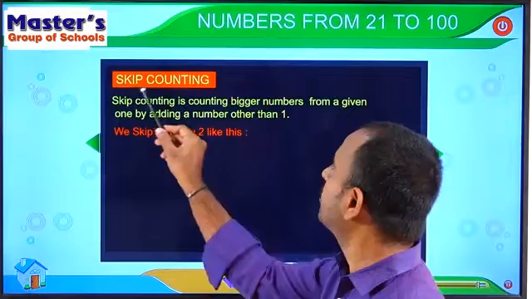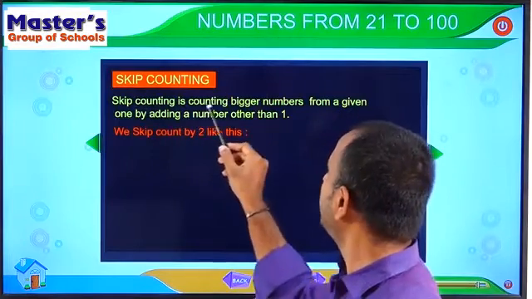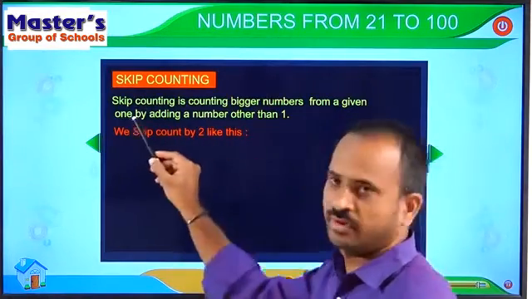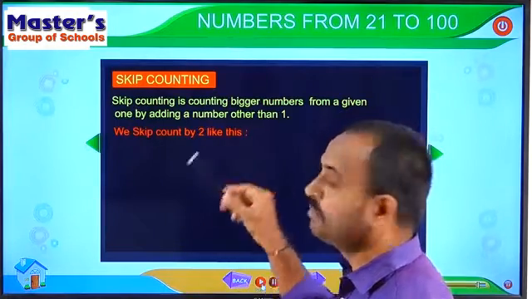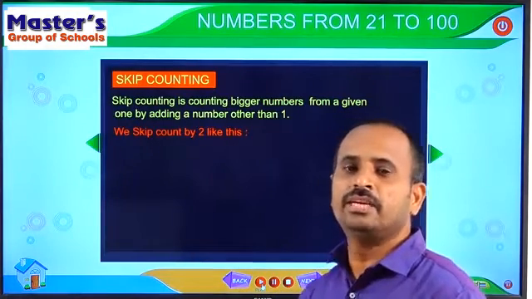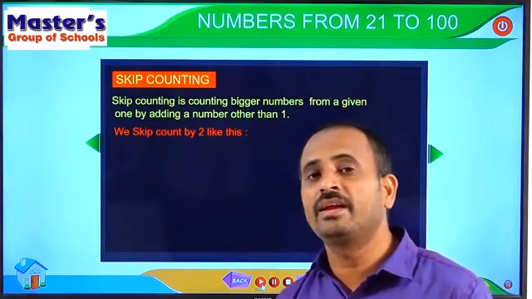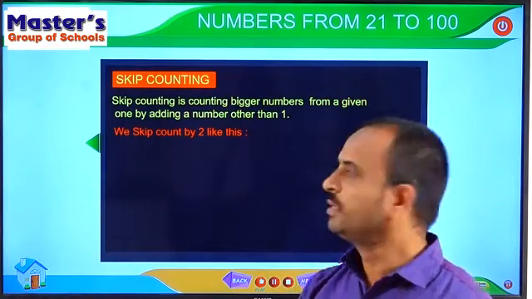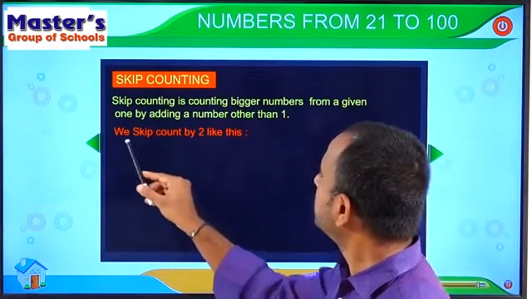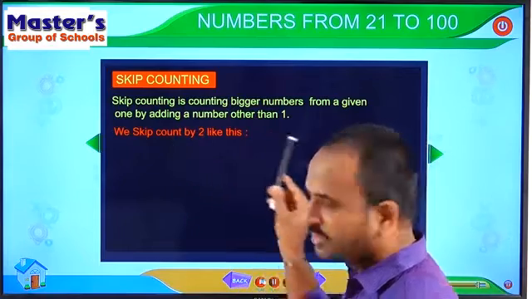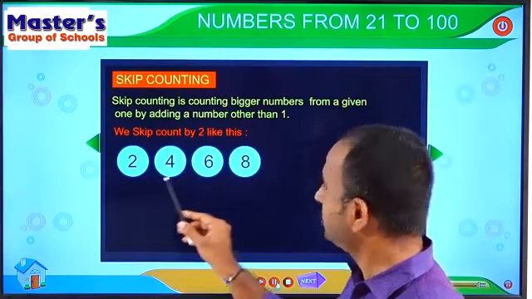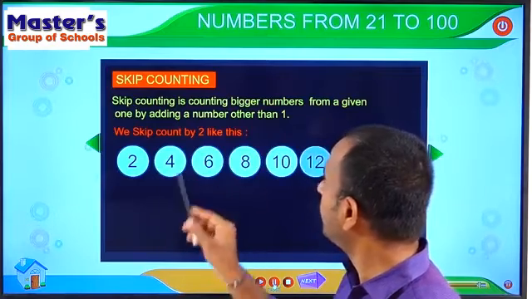So what is the meaning of skip counting? Skip counting is counting bigger numbers from a given one by adding a number other than 1. So in skip counting, we add a number other than 1 to the given number. For example, we skip count by 2 like this. So children, see how we can skip count.